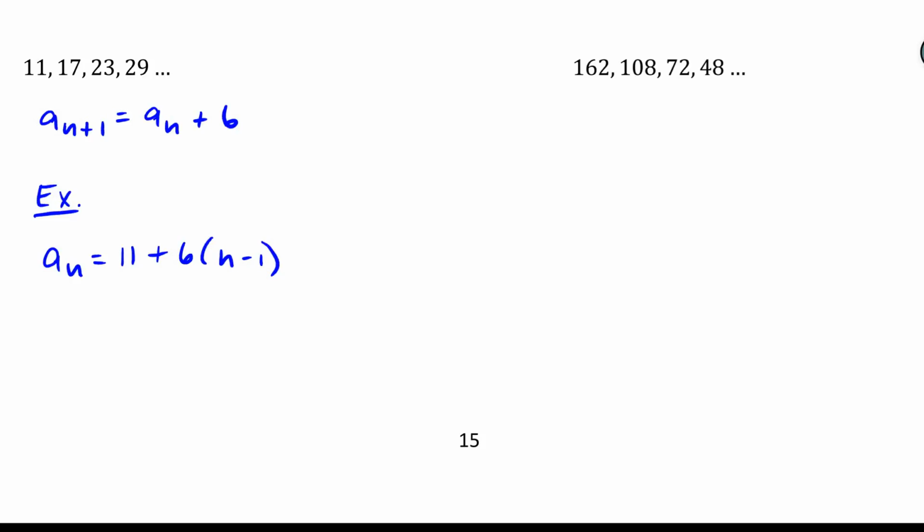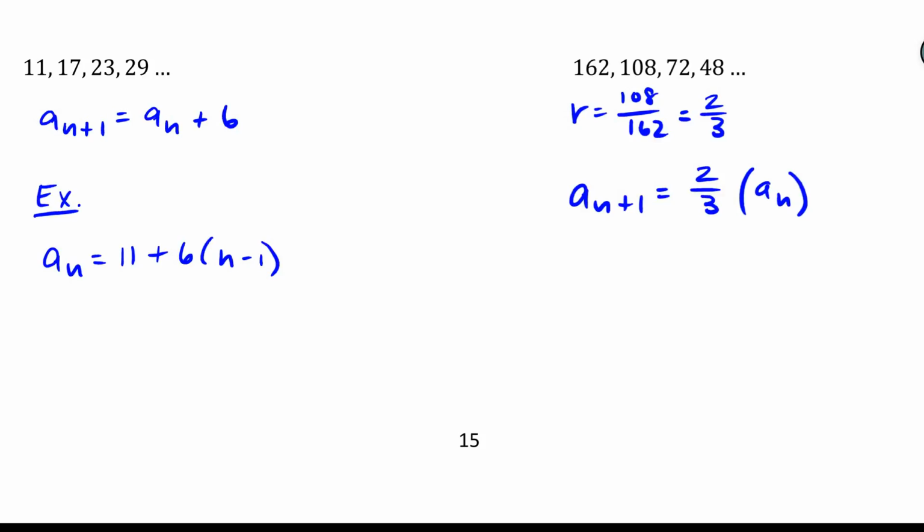For the last one here, we have to find the common ratio. I know it's definitely not arithmetic because there's not a common difference there. So I'm going to take the second term and divide it by the first term, and that gives me 2/3. So now we can say the recursive sequence is any term is equal to 2/3 of the previous term. If I wanted to show this as an explicit formula, we can say it is the initial value times 2/3 to the n minus 1.